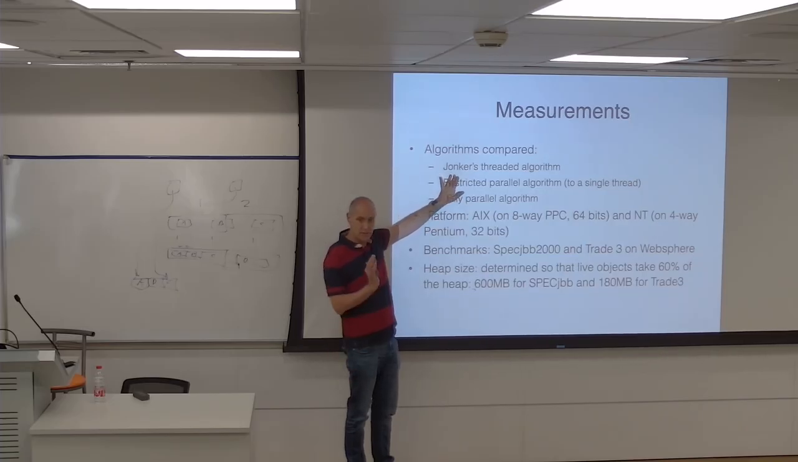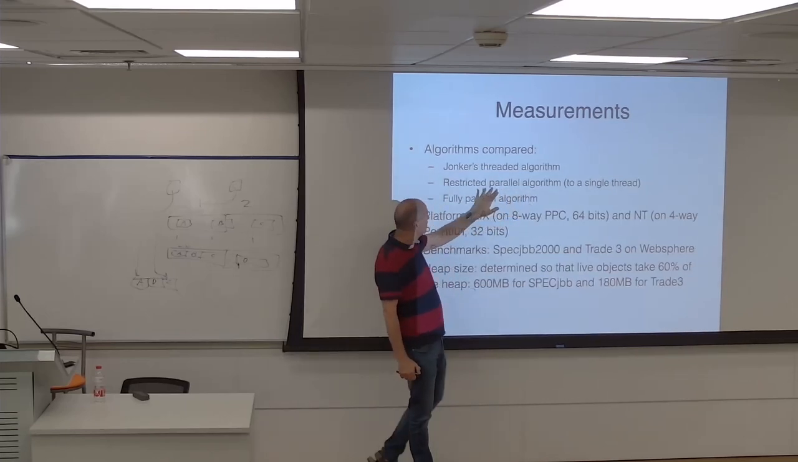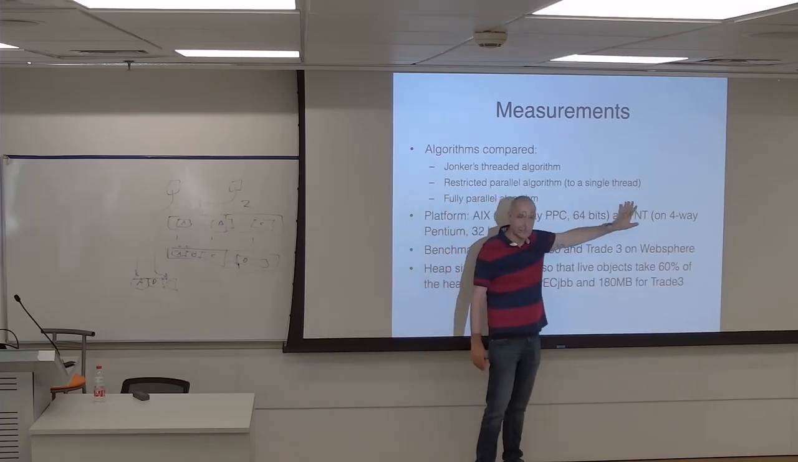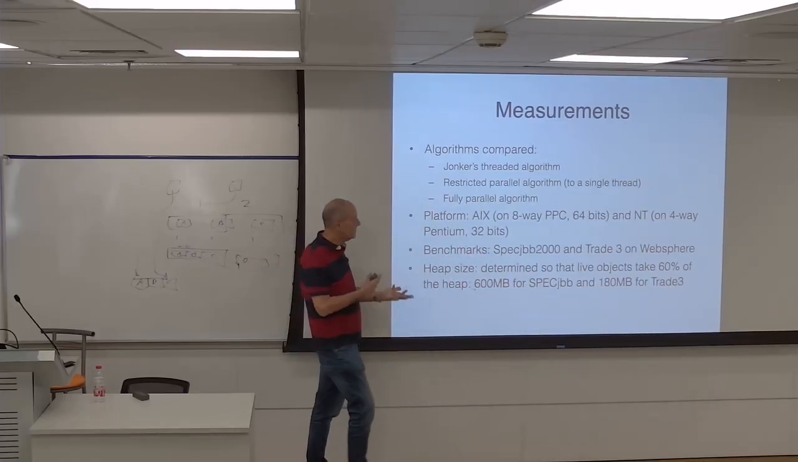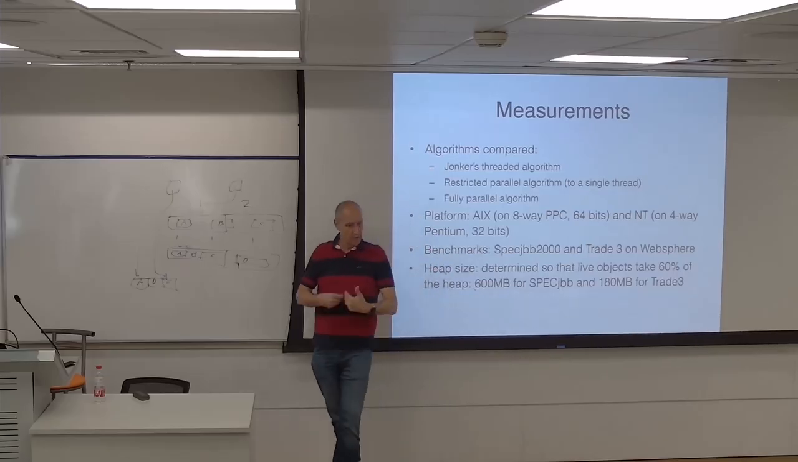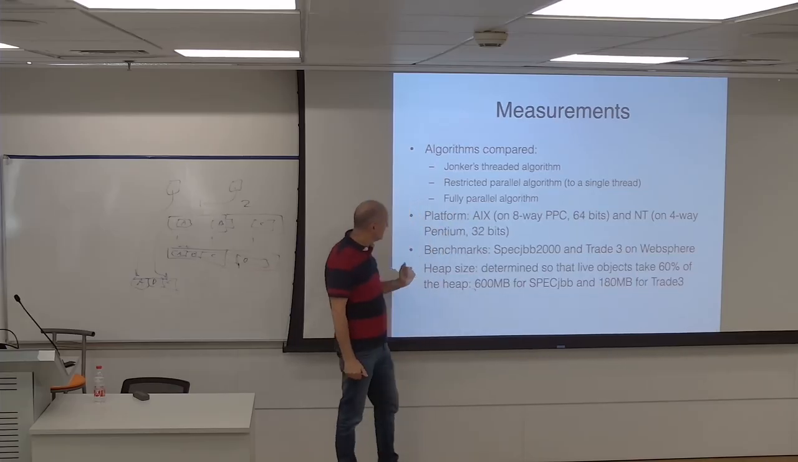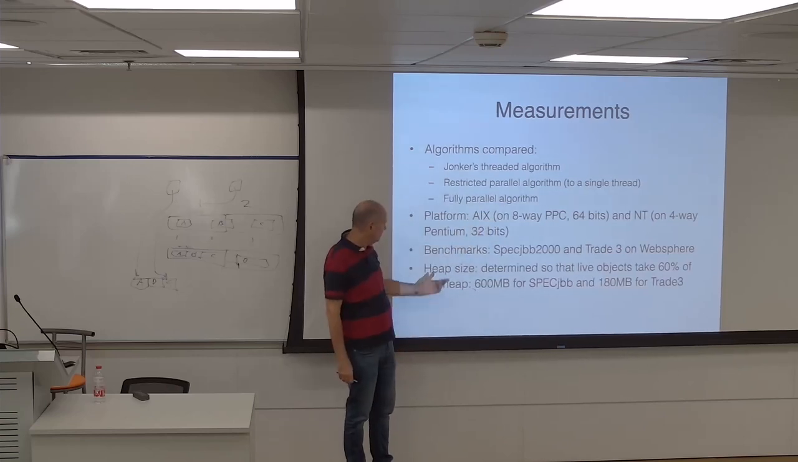So the first measurement that they did was to compare this new parallel algorithm to Yonkers, but they did it on a single thread. So they restricted it to run only on a single thread. This was, not using some of its property, but they compared it. And then they took the fully parallel algorithm to see what happens if you run more threads and if you get scalability. The platform was some Unix that was then popular.